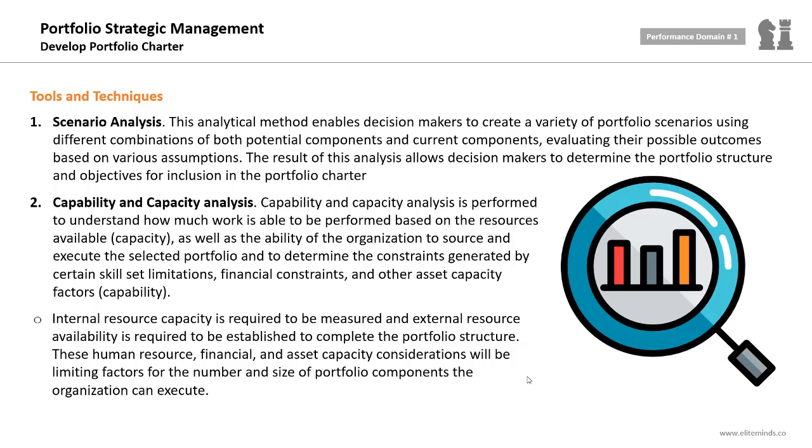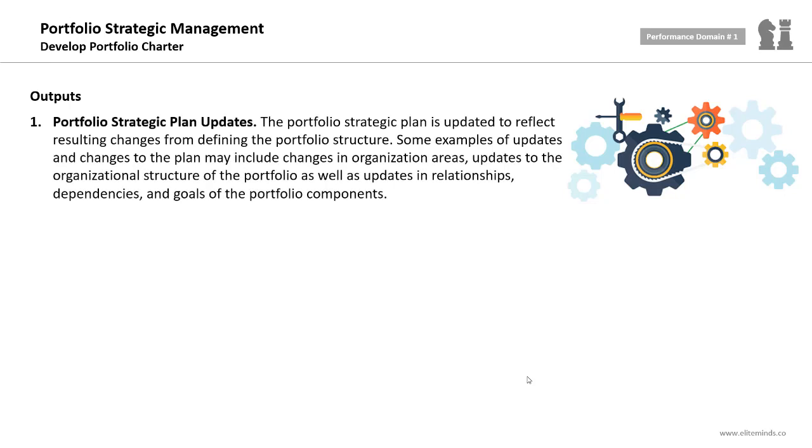So we cannot just select the components that fit the portfolio and are aligned with the organizational strategy. We need to be aware of the current capability and capacity of the organization to select the right fit of components. Now, the key outputs of this process are the portfolio strategic plan updates. Some updates might occur to the strategic plan to reflect the resulting changes from defining the portfolio structure, and the portfolio structure is the key section of the portfolio charter.